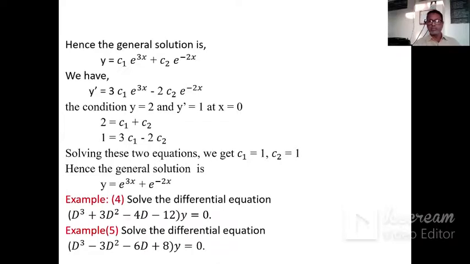Now take these two examples for practice. You solve these two examples yourself. Solve the differential equation (D³ + 3D² − 4D − 12)y = 0. And another differential equation is (D³ − 3D² − 6D + 8)y = 0.